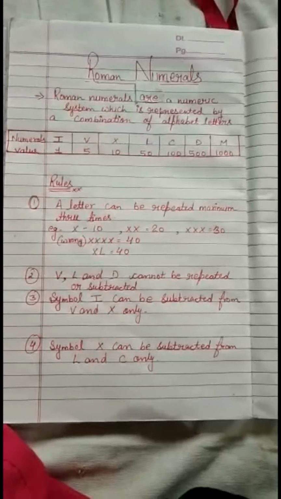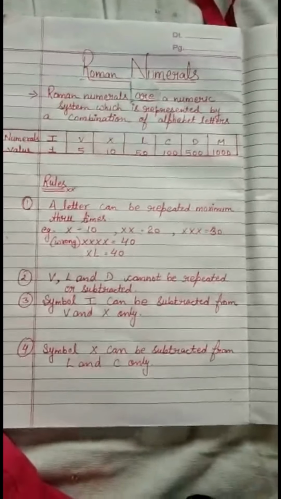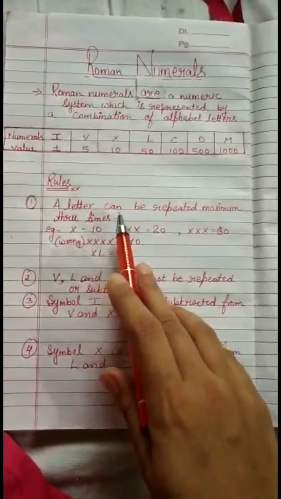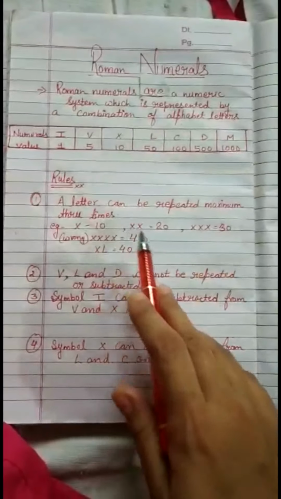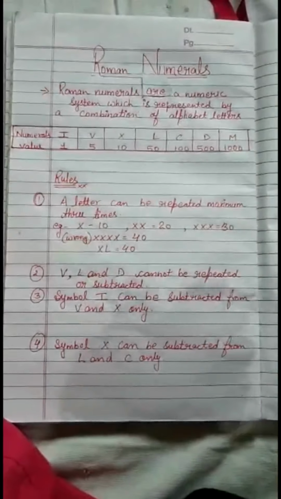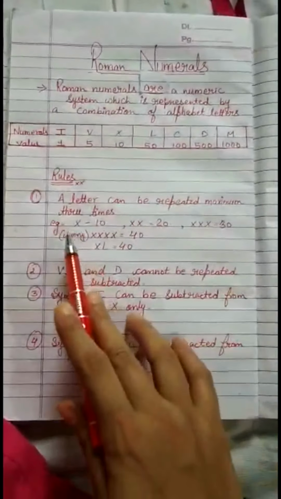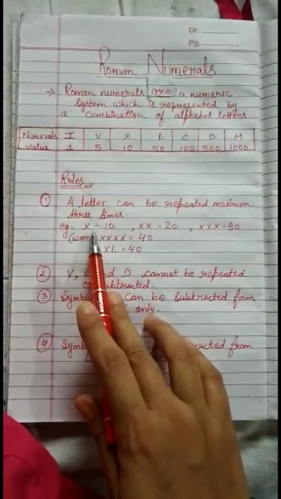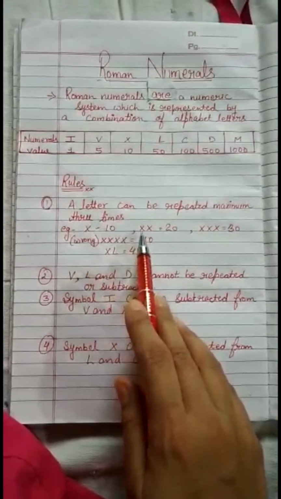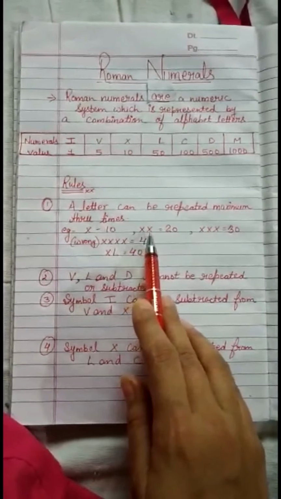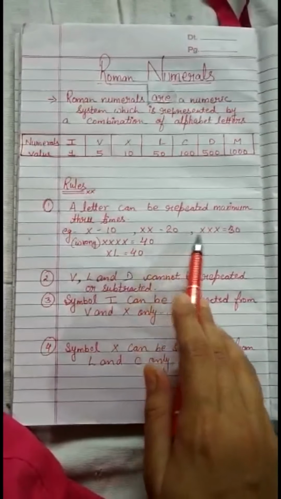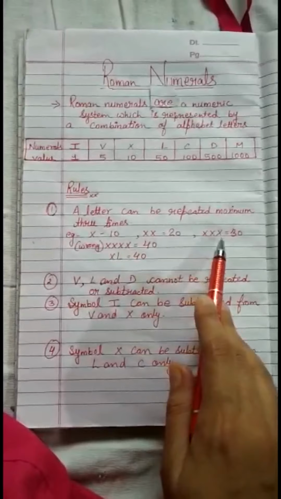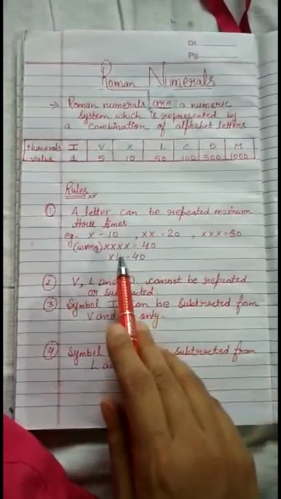Now students, for writing Roman numerals we have to follow some rules. Let's see what they are. First rule is a letter can be repeated a maximum of 3 times, meaning we cannot repeat any letter more than 3 times. Let's take an example. As we know, 10 is represented by the letter X. For writing 20 we will repeat X 2 times, X and X, that will be 20. For writing 30 we will repeat X 3 times, XXX, that will be 30.